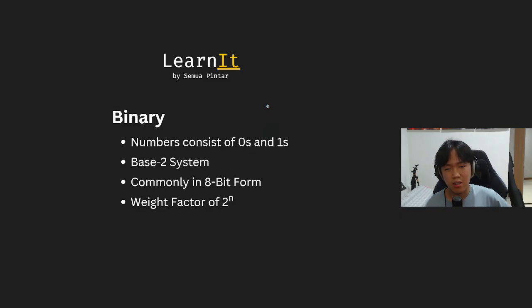Starting with binary. Binaries are basically numbers that consist of zeros and ones, and it uses a base 2 system. When it says base 2 system here, it means that it has two digits that it uses, zeros and ones. It's commonly in 8-bit form. 8-bit here means it uses 8 digits. So let's say 0110 0110, that's 8 digits. But it doesn't have to be 8 digits. It's not limited to 8 digits only. It's just commonly in 8-bit form. And it also has a weight factor of 2 to the power of n, which I will explain later.